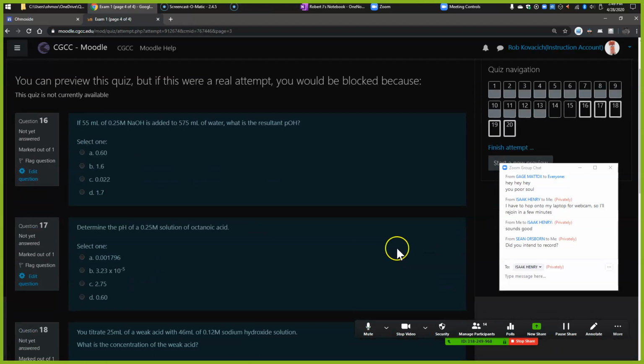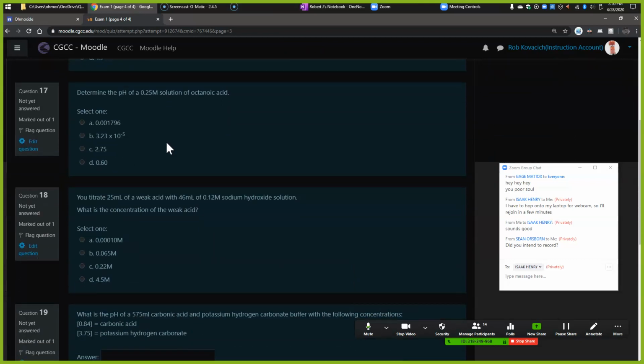Okay. This one, I can't remember. That's the one, the pOH, that I was confused about. The pOH is 1.6. I can't remember. I think it's 1.6. But you just calculate the number of moles of hydroxide and then divide by the new volume and then take the negative log of it.